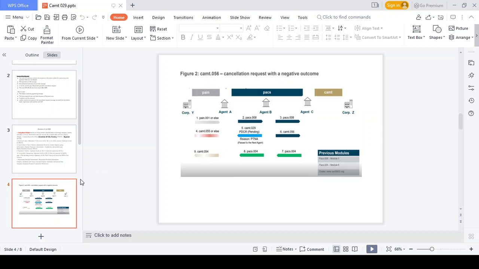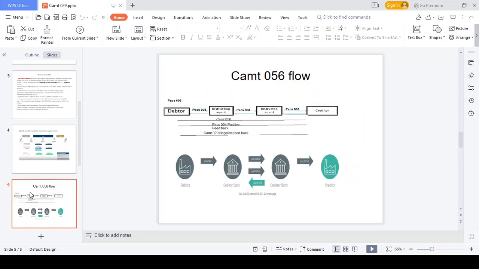Just remember that a corporate or retail client initiates from Camt055. After that it goes to the debtor bank. The debtor bank sends the message as pacs.008 or pacs.009, or a cover payment, to the beneficiary bank. In case the corporate client needs to stop the payment, they inform the debtor bank with Camt055, and the bank initiates Camt056 as the cancellation request. In case of a positive response, you get pacs.004. In case of a negative response, you get Camt029. Please remember that.